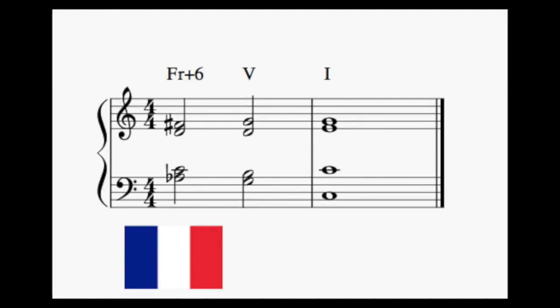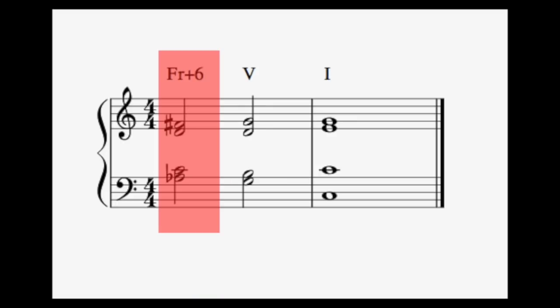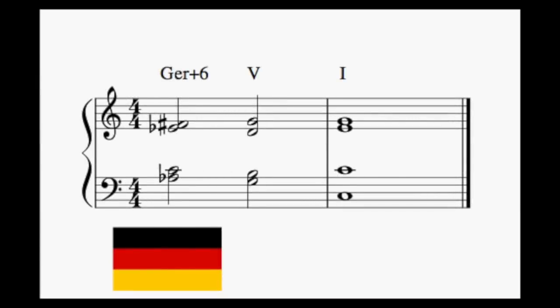The French augmented sixth chord is just an Italian augmented sixth chord with an added note a whole tone above the root of the tonic, in this case a D because we're in C major. And finally, the German augmented sixth chord is also just an Italian augmented sixth chord with one additional note. But this time it's a minor third above the root of the tonic, in this case an E flat because we're in C major.